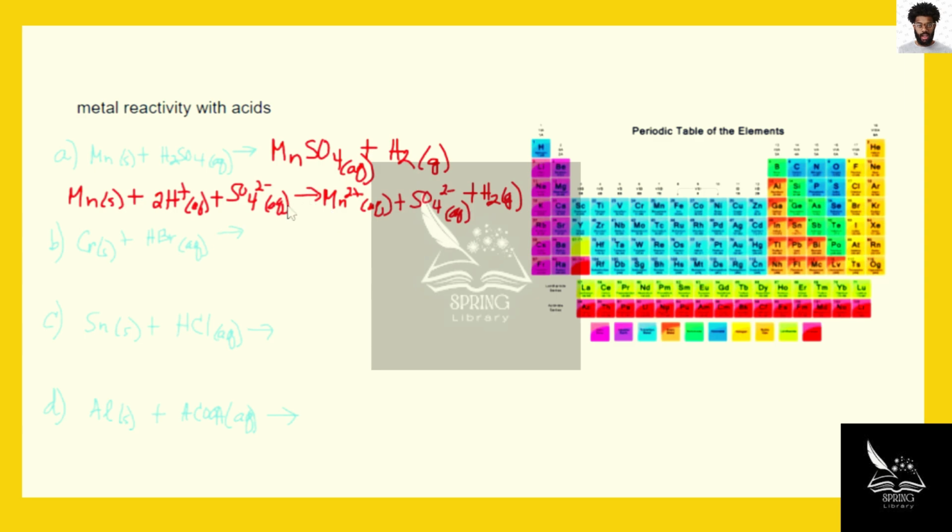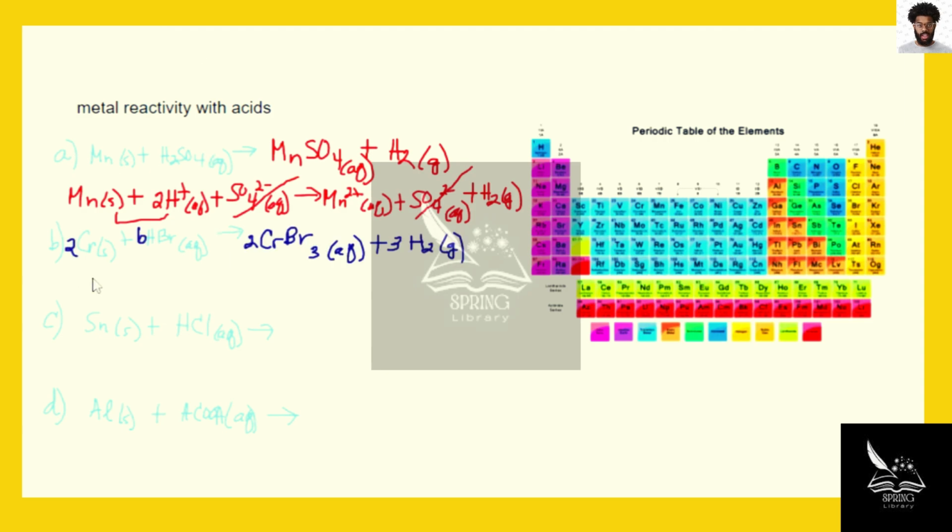If this were a net reaction, we would simply ignore the sulfate components and then show the production of hydrogen gas. And so the net reaction would simply show manganese as a net ionic equation, manganese reacting with hydrogen ions to produce a manganese +2 cation and releasing hydrogen gas.